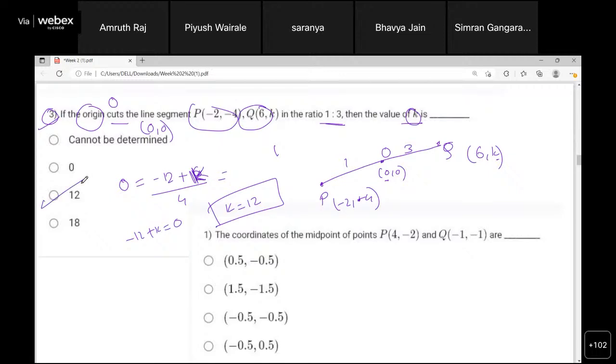Are you getting it? Simple, just use those formulas and you will be able to get the answer. In this way, we can ask for any unknown number. You just need to apply this formula concept, and you will be able to get that.